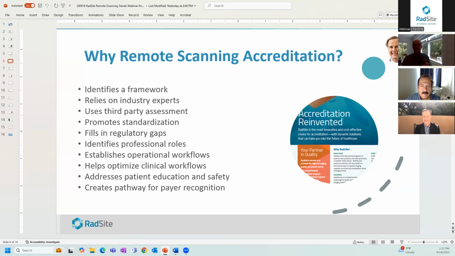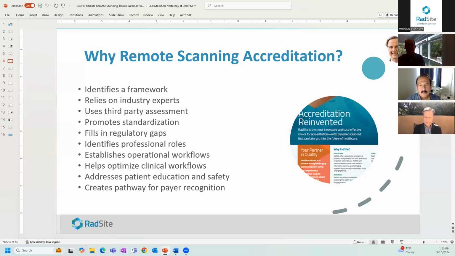Certainly things may shift and change over time, but I think it's a starting point where the goal here is to ramp it up to a full accreditation program with a third-party assessment. And RadSite is offering this to the facilities that are accredited by RadSite, but not those that are accredited by other accreditation organizations. Is that correct? Yeah, and it's possible down the road.